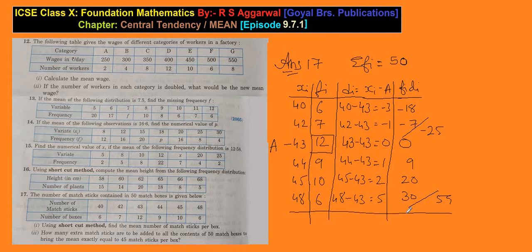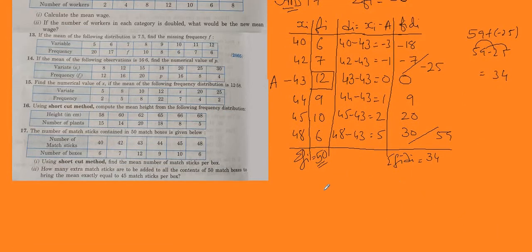Here you require sigma Fi and sigma Fi Di. So sigma Fi is how much? It's already said, how many boxes are there? 50 boxes are there. So this is 50. And if you add, it becomes 59 plus bracket minus 25, that is 59 minus 25. So 9 minus 5 is 4. 5 minus 2 is 3. So it is 34. Now we have to place the values.